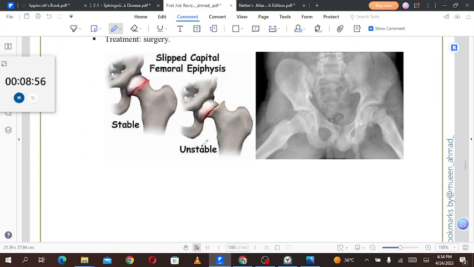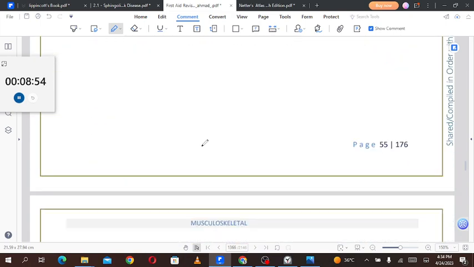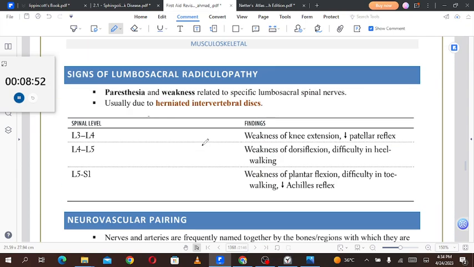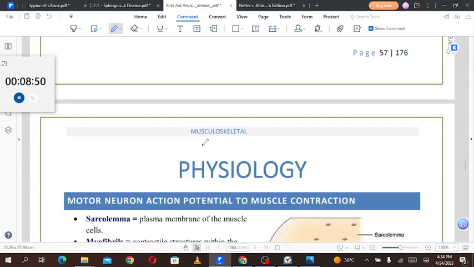Okay, then we have. So we'll do it, and we are close to physiology.